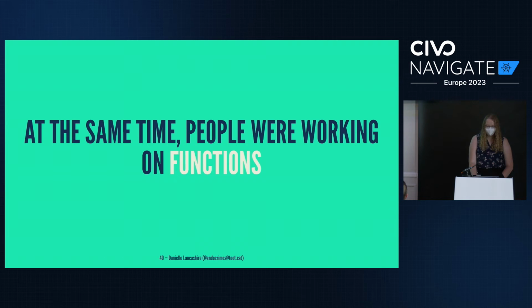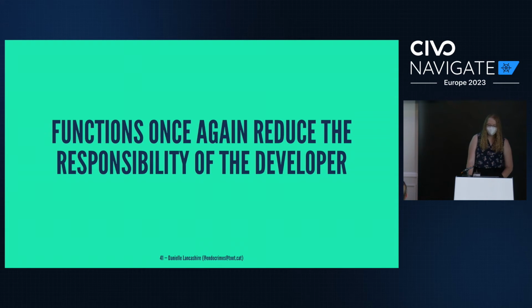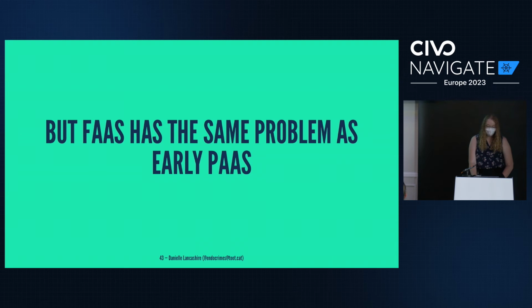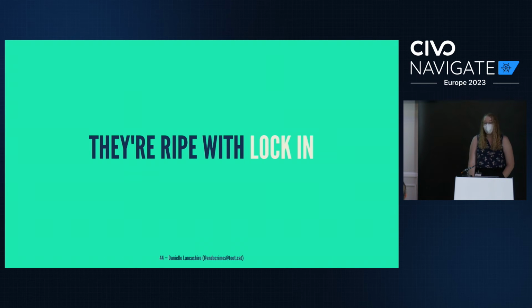And at the same time, some other people were working on functions. Functions once again reduce the responsibility of the developer and promise to reduce a lot of operational toil. But every functions as a service platform has the same problem as early parsers. They're ripe with lock-in. Have you ever tried to deploy a Lambda function to not Amazon? Or run it on your laptop in development? It sucks. What can we do?